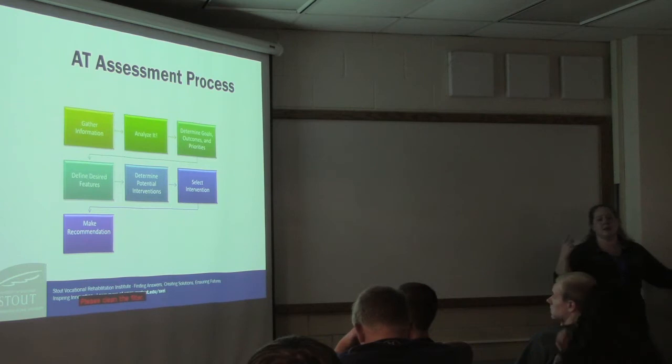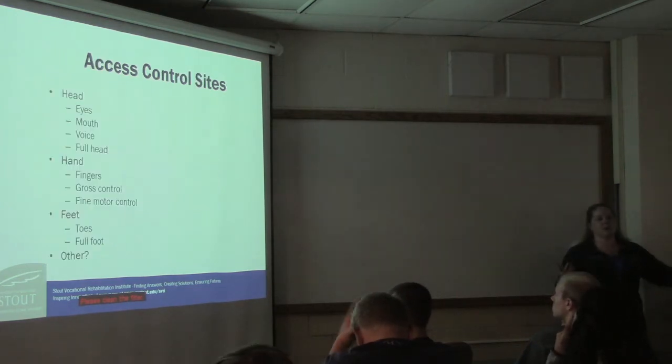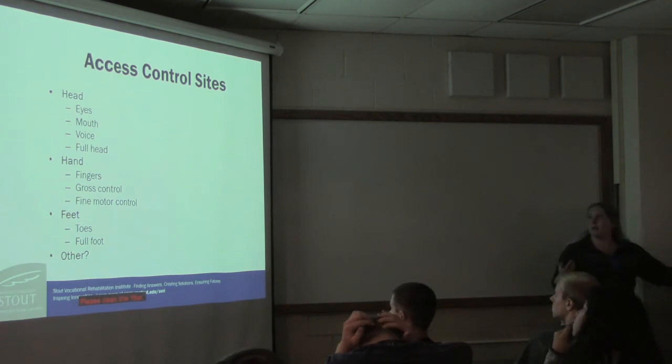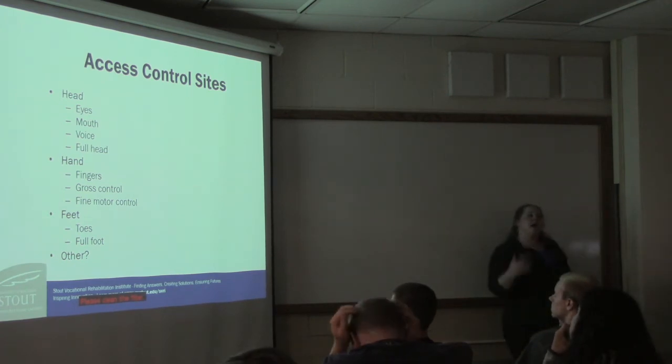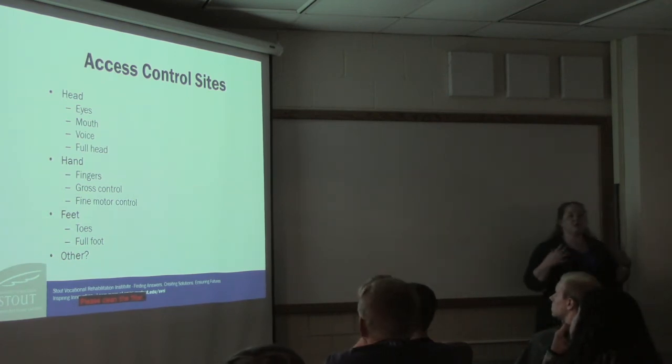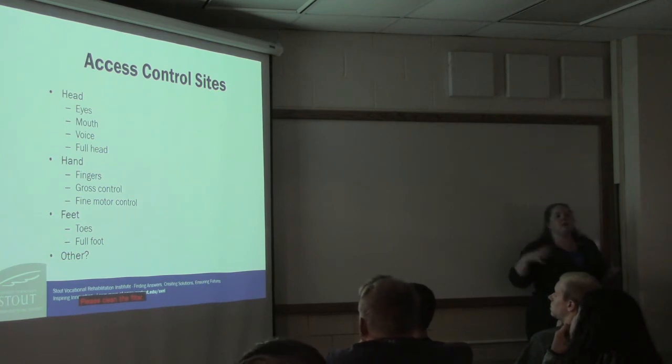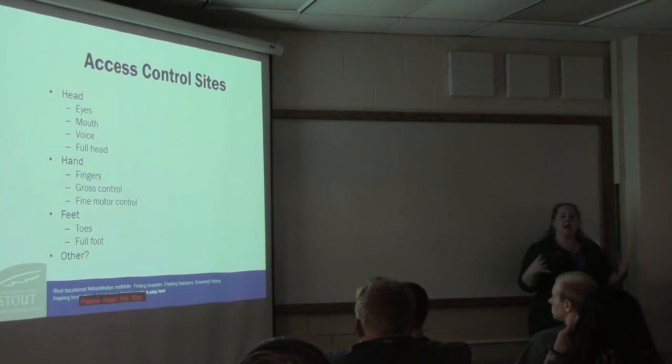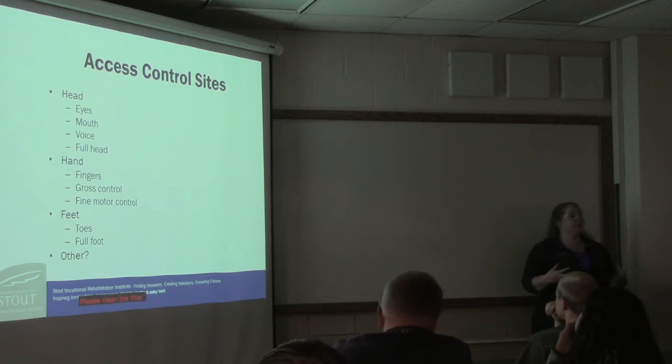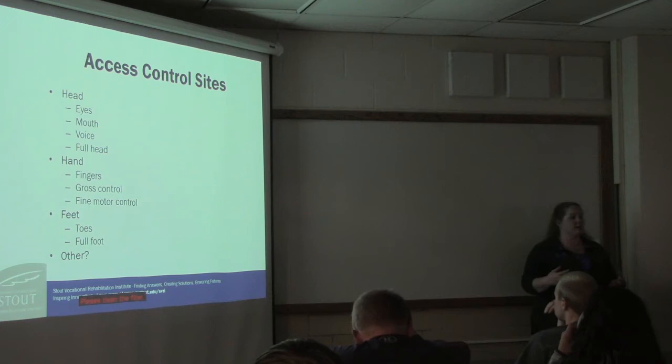What's missing here is that most of the time there's not a prototyping kind of thing because we're just testing equipment that's already on the market. So when we talk about access, we have different control sites. A control site is any part of you that you can reliably and repeatedly use. So if you can move your head reliably and control that well, that's an access site.